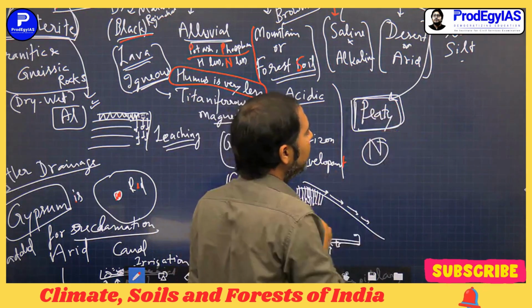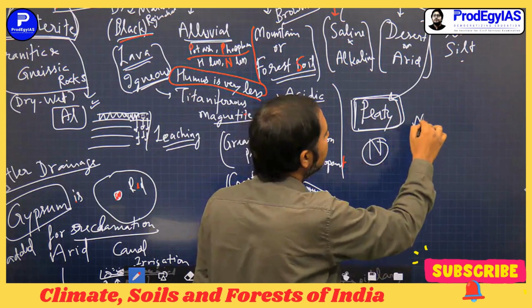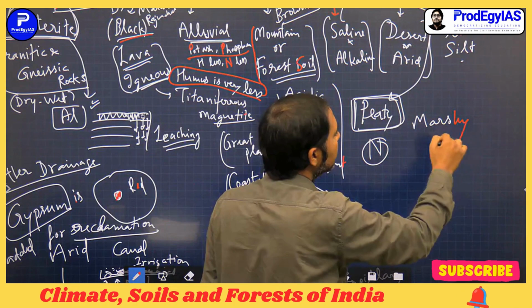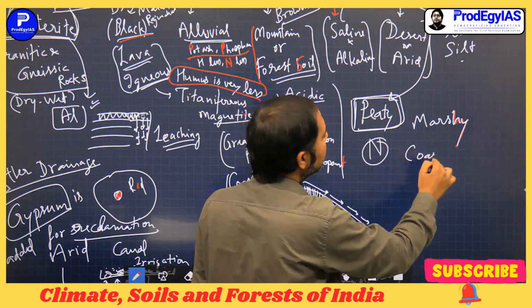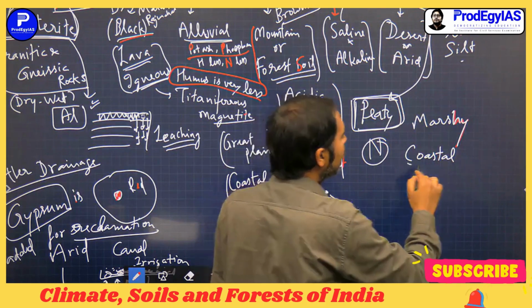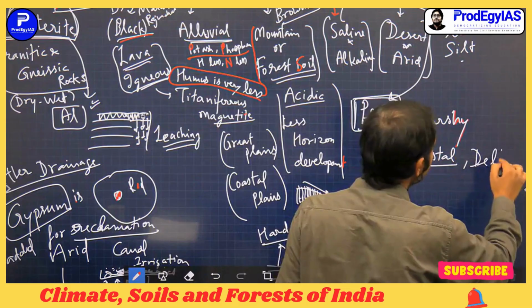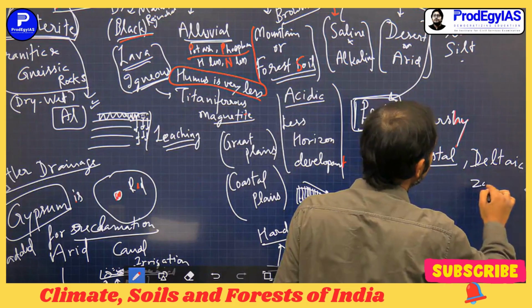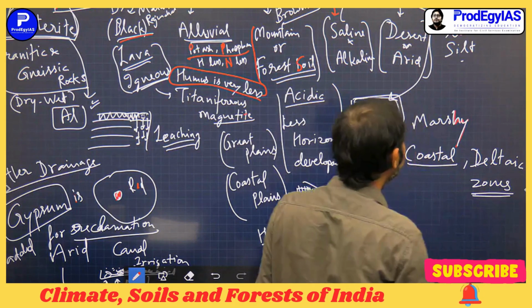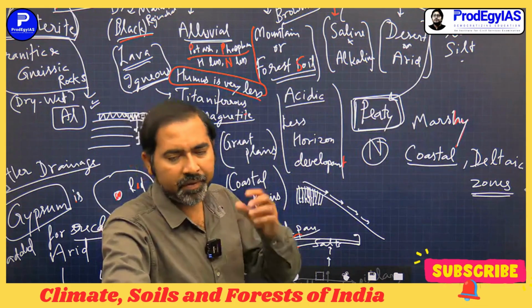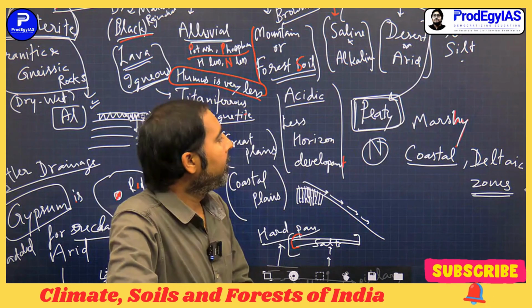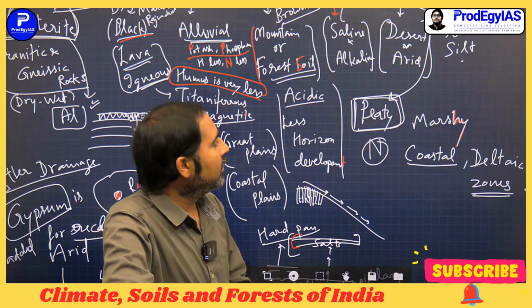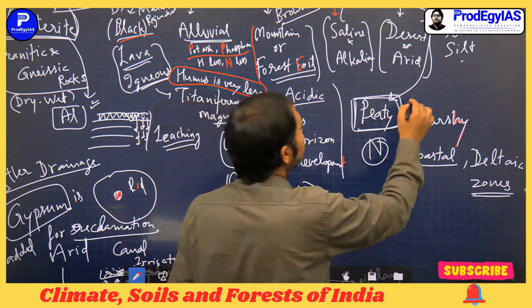Then the last soil, that is peat soil. It is a marshy soil found in coastal areas, coastal deltaic zones. You can say this is the first stage of coal formation. It is also a black soil.